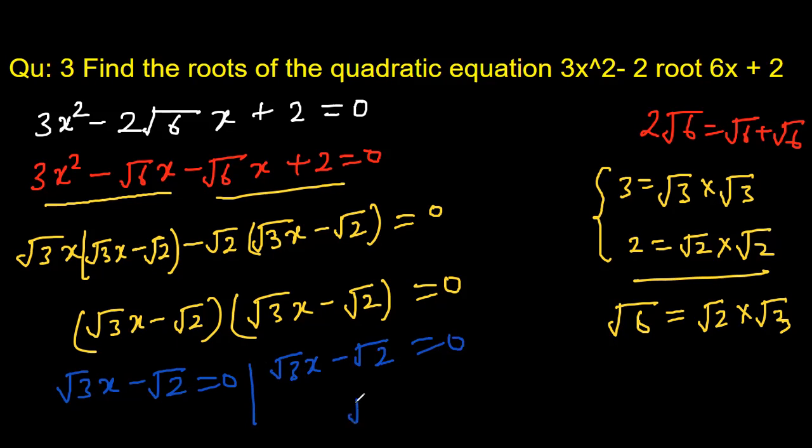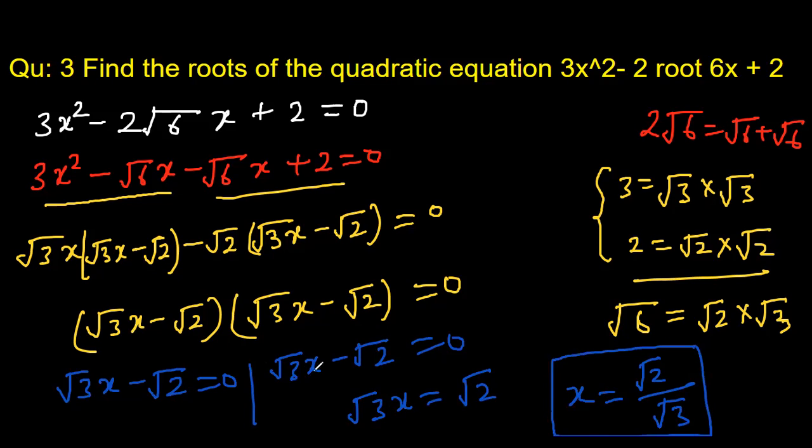So that gives you square root 3x is equal to square root 2, or x is equal to square root of 2 divided by square root of 3. So from both parts, since the factors are the same, you are going to get the same answer. So in this case, you have a repeated root. Maximum two values of x are possible, but we are getting the same number twice. It means we have just one root. In other terms, we can say this quadratic equation has just one root.